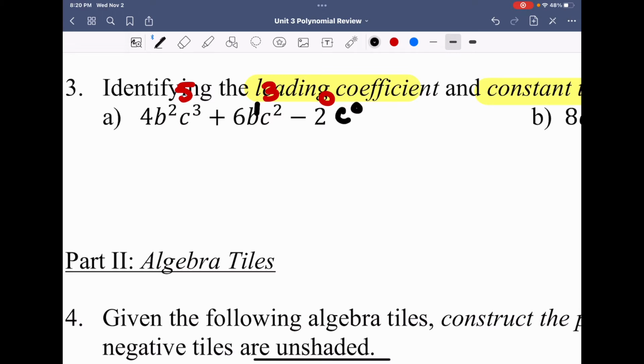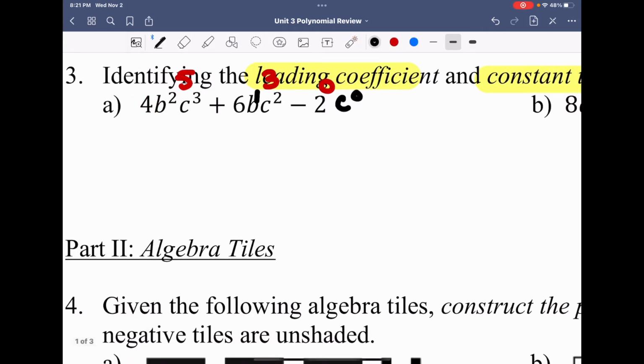Now, what is my leading coefficient? I immediately look to the one that determined the degree of this polynomial, which is our first term here. I look at the coefficient of that and say, oh, the coefficient or leading coefficient is equal to 4.